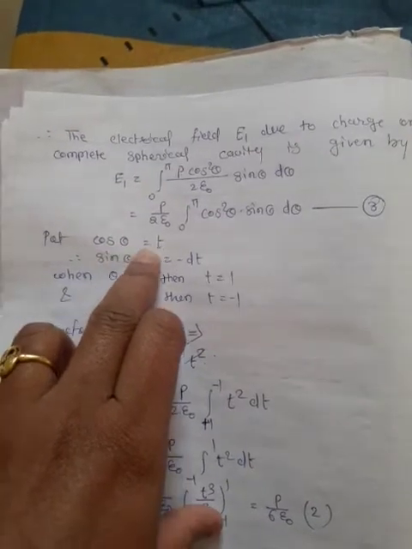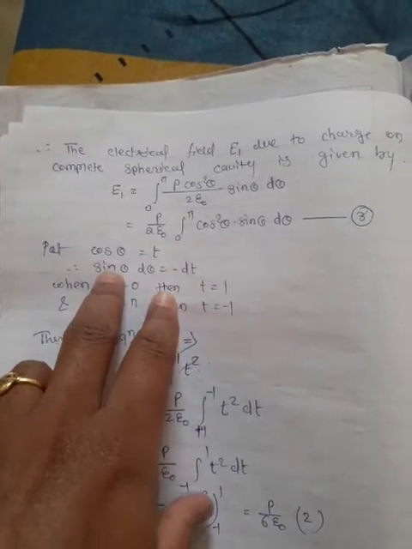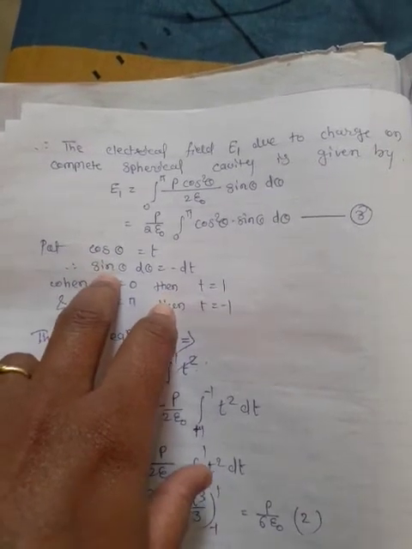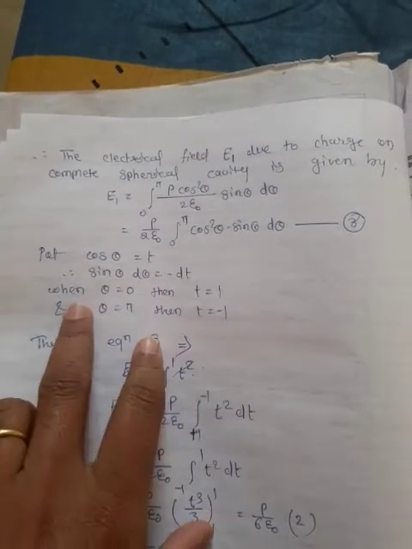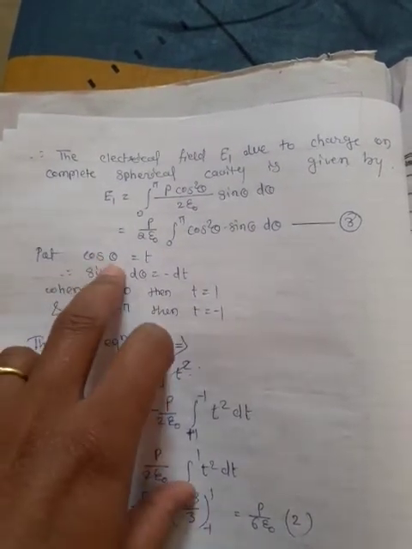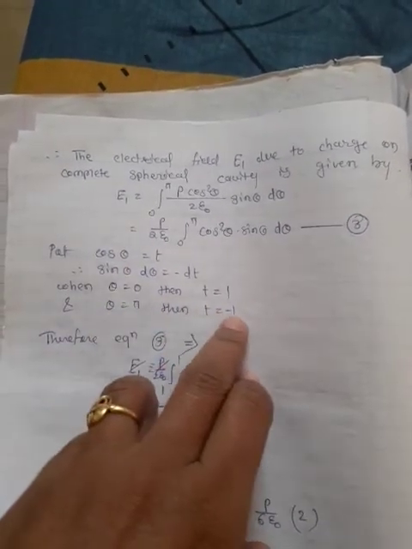Put cos theta equal to t. Then the derivative gives minus sin theta d theta equal to dt. When theta equals 0, t becomes 1, and when theta equals pi, t becomes minus 1. Since cos 0 is 1, t becomes 1, and cos pi is minus 1, therefore t becomes minus 1. Then we use all these values in the integration.